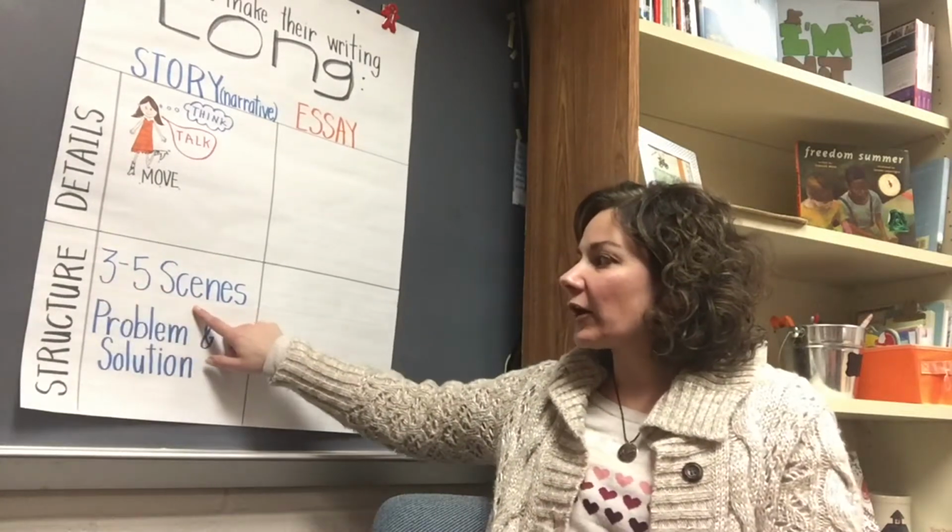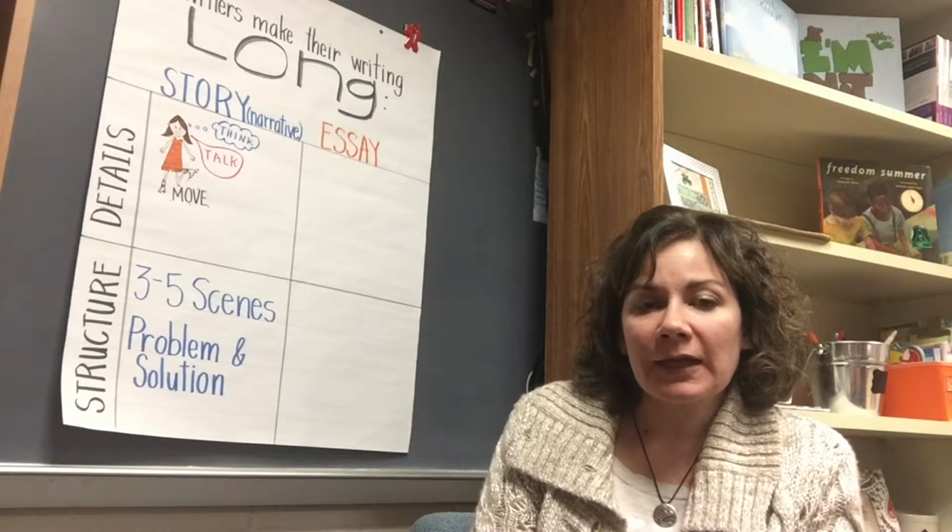Another way to lengthen our writing is to add more parts. This is called structure. Now, the structure of a story is scenes. Writers write stories by having a collection of scenes. For your narrative writing prompt, more than likely, you'll want 3 to 5 scenes to complete your story. So I went ahead and added that here on our chart.